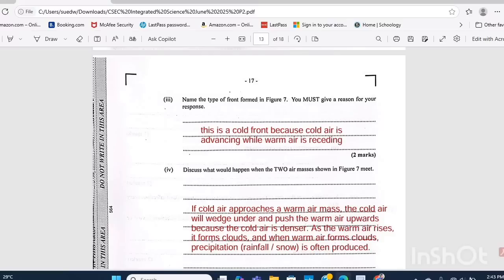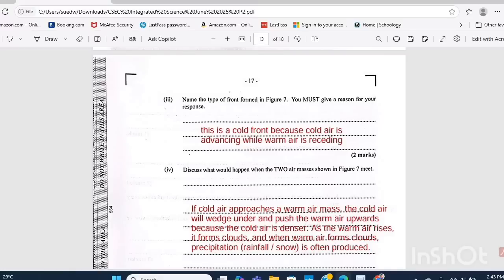It says discuss what would happen when the 2 air masses meet. So I have, if cold air approaches a warm air mass, the cold air will wedge under and push the warm air upwards because the cold air is denser. And as the warm air rises, it will form clouds.